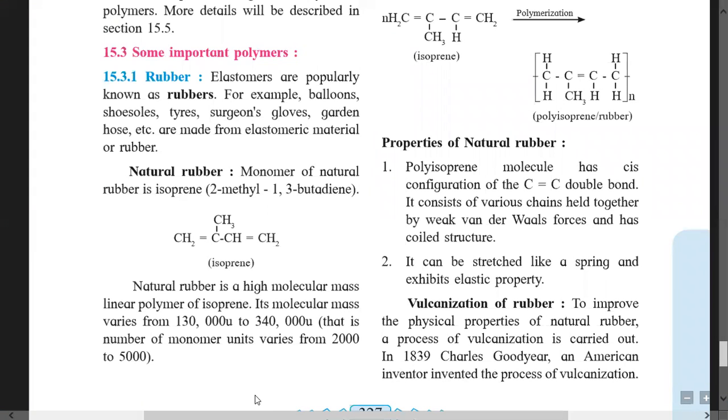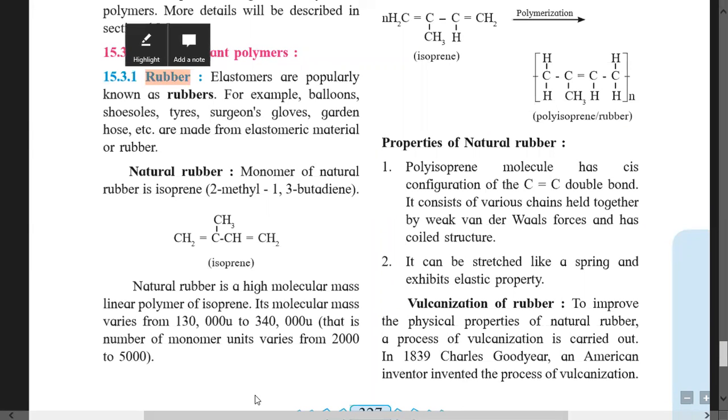Good morning, students. Today we will study the next part of this chapter, Introduction to Polymer Chemistry, that is, some important polymers. In the last lecture, we had studied classification of polymers. So the first important polymer is rubber.